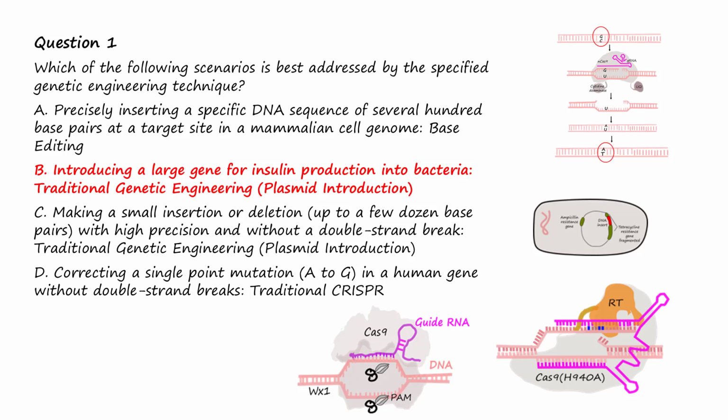The correct answer is B. Traditional genetic engineering using plasmids is ideal for introducing whole genes or large DNA sequences into an organism, such as for protein production in bacteria. A is incorrect, as base editing is used to correct single nucleotide polymorphisms. C is incorrect, as the description given in C is more appropriate for prime editing. D is incorrect, as the original CRISPR-Cas9 technology uses double-stranded breaks.